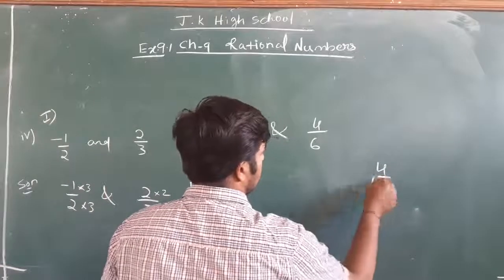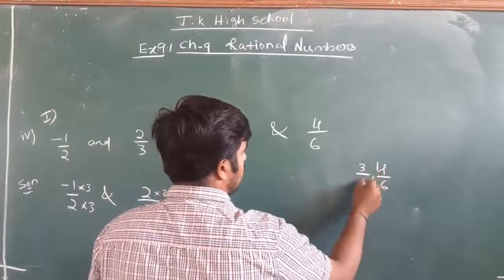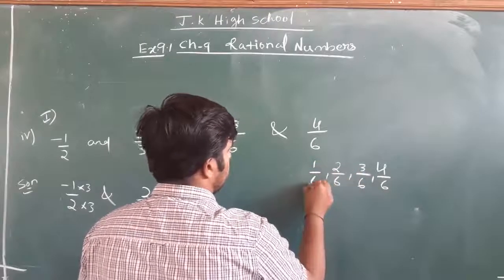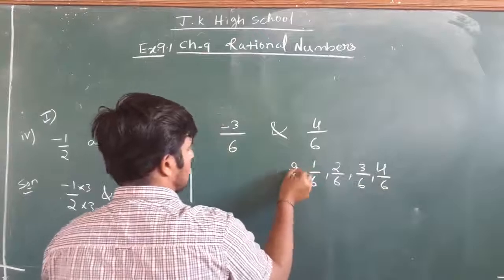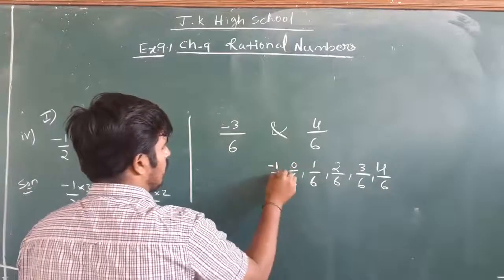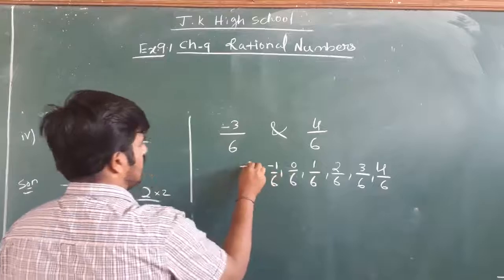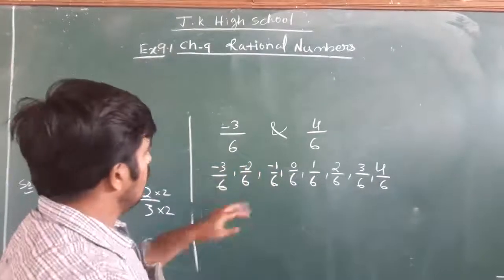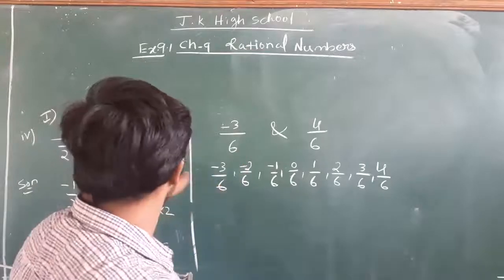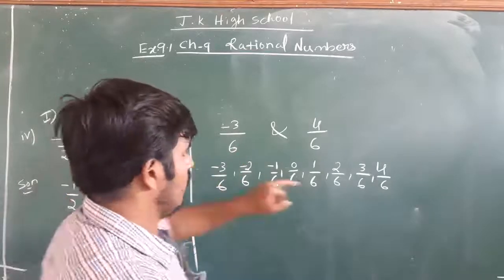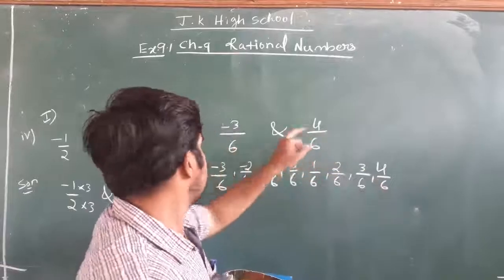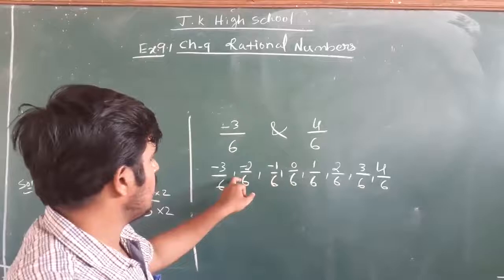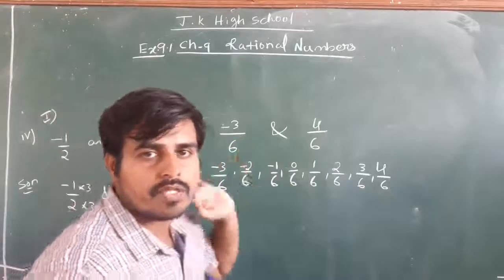4 by 6. Next 3 by 6, 2 by 6, 1 by 6, 0 by 6. Then comes minus 1 by 6, minus 2 by 6, and minus 3 by 6. From minus 3 by 6, which is nothing but minus 1 by 2, to 4 by 6, which is nothing but 2 by 3, 1, 2, 3, 4, 5, 6 rational numbers you can find.